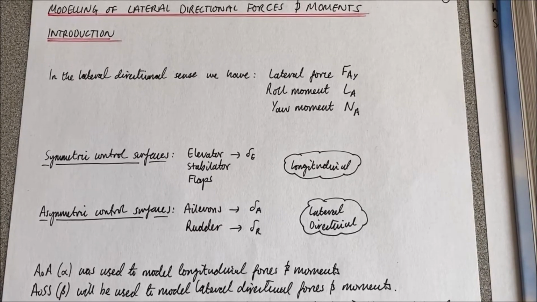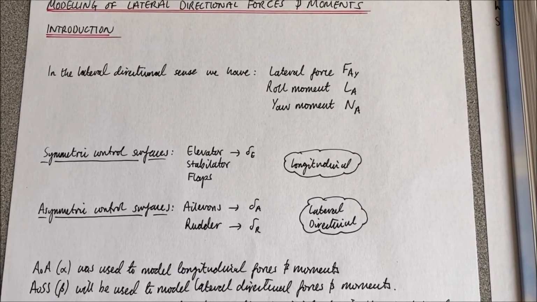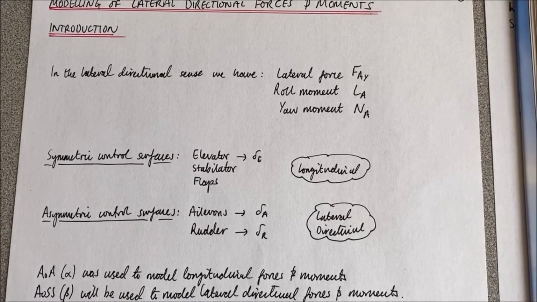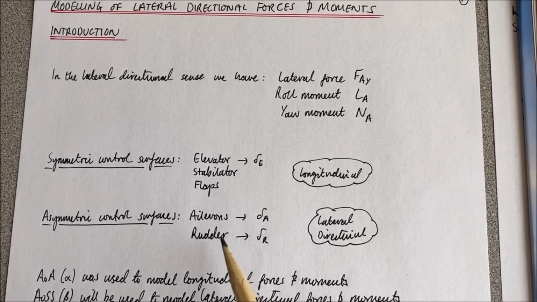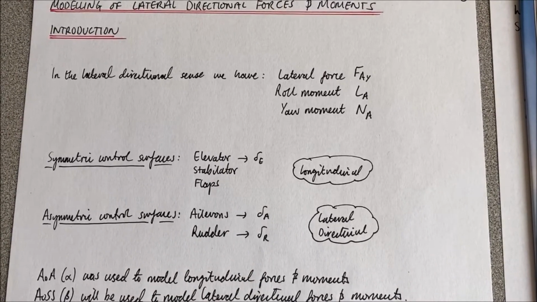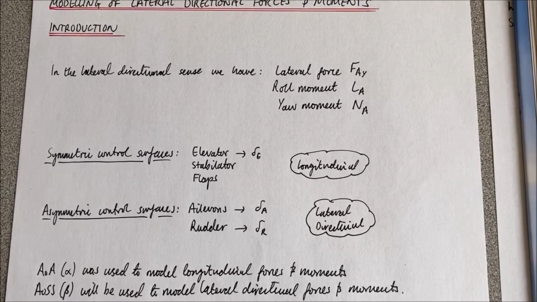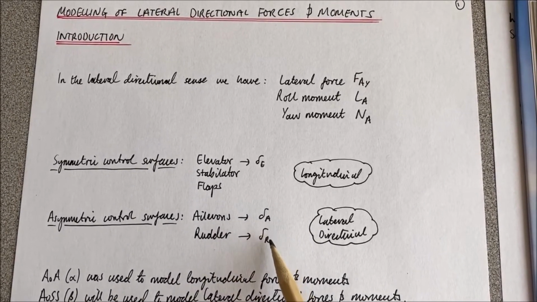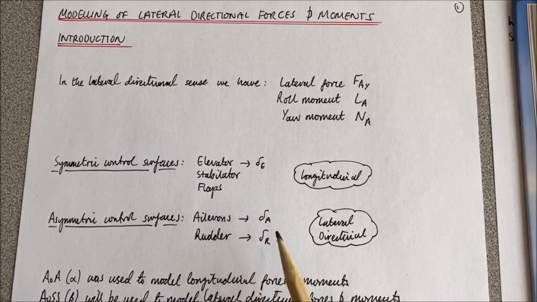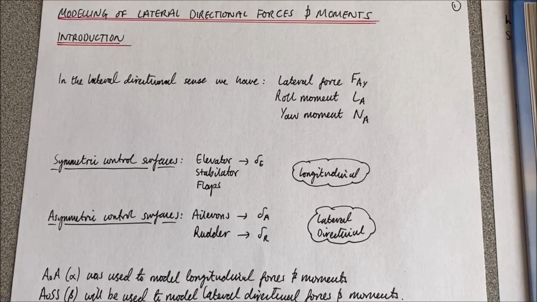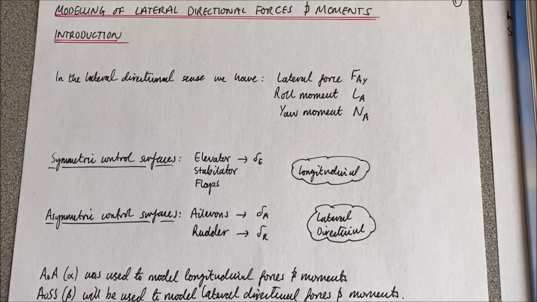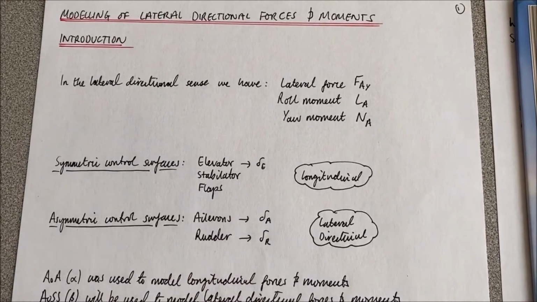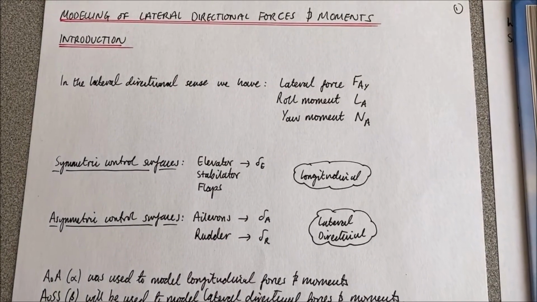So now, when modelling the lateral directional forces and moments, we need to consider the asymmetric control surfaces. So here we have ailerons and the rudder, of course. And now we introduce these two new pieces of notation, delta sub A and delta sub R, to denote the inclination angles or the deflection angles of the ailerons and the rudder, in the same way as we use delta sub E to denote the inclination angle of the elevator.